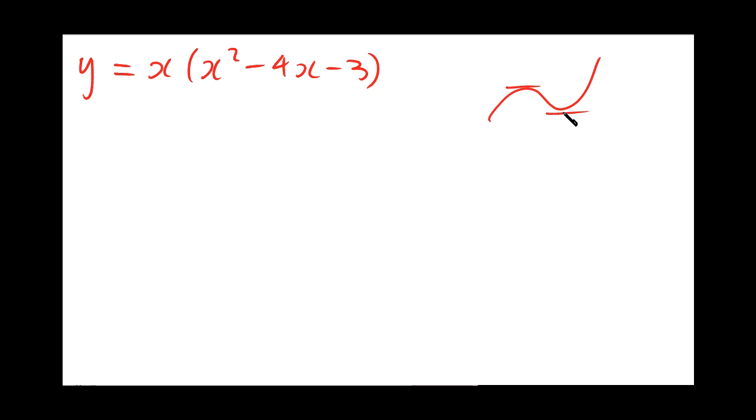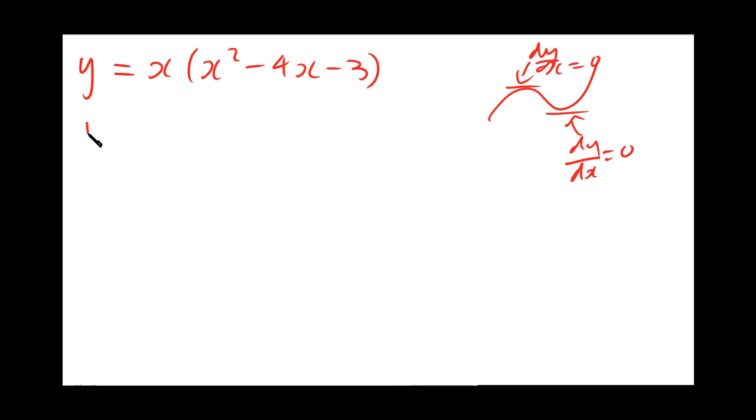Right, now we're just going to look at finding the maximum and minimum of an equation. So we're going to look at y equals x(x squared minus 4x minus 3). Now remember, if we're looking for maxes and mins, we're looking for where the differential equals 0. So dy by dx will equal 0 here, and dy by dx will equal 0 here. So let's find dy by dx.